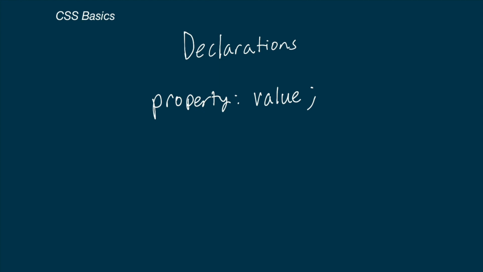For example, to change the font color to red, we would just use the color property, followed by a colon, then the word red, and a semicolon.